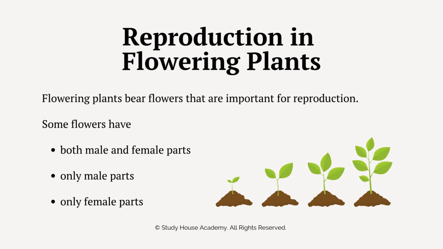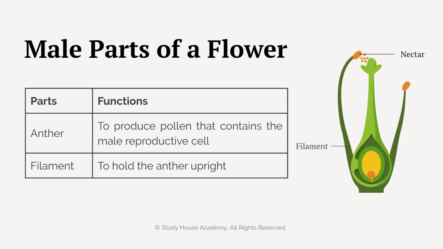Some flowers have both male and female parts, or they can have either male or female parts only. The male parts of a flower include the anther and the filament. The anther produces pollen that contains the male reproductive cell, while the filament holds the anther upright.